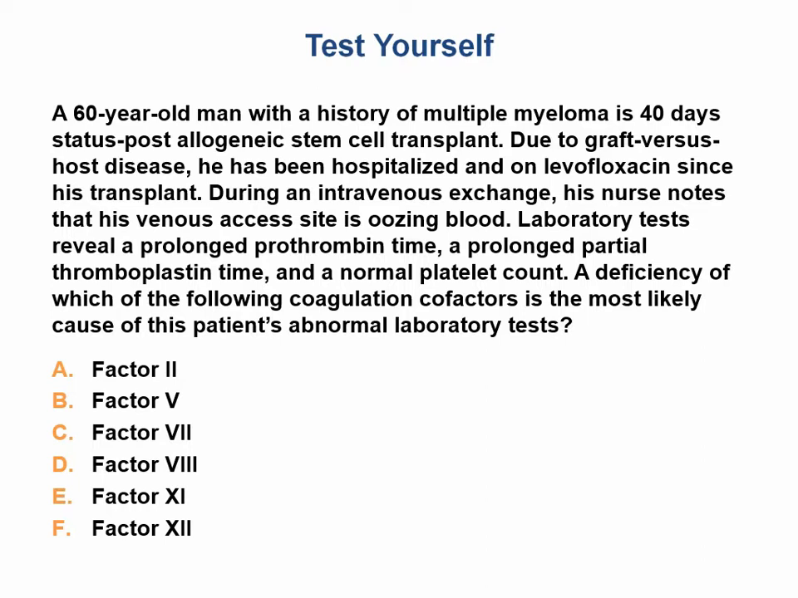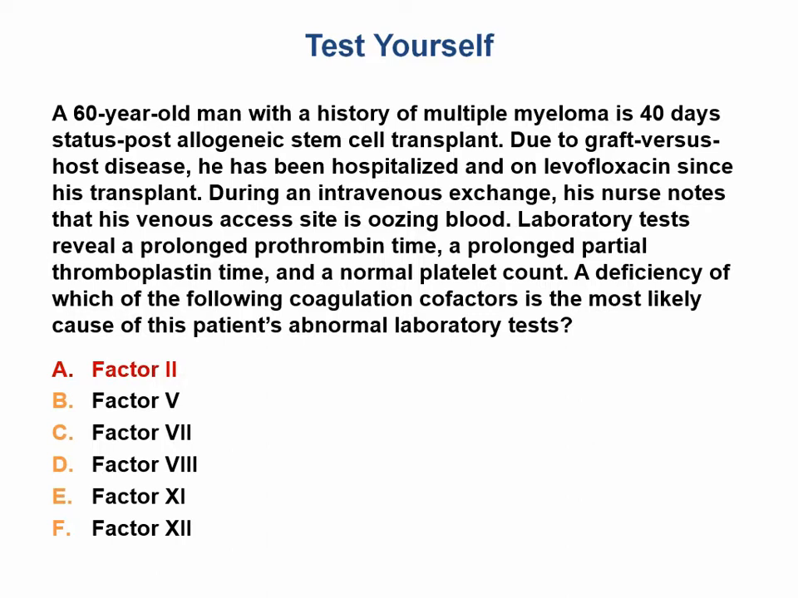A 60-year-old man with a history of multiple myeloma is 40 days status post allogeneic stem cell transplant. Due to graft versus host disease, he has been hospitalized and on levofloxacin since his transplant. During an intravenous exchange, his nurse notes that his venous access site is oozing blood. Laboratory tests reveal a prolonged prothrombin time, a prolonged partial thromboplastin time, and a normal platelet count. A deficiency of which of the following coagulation factors is the most likely cause of the patient's abnormal laboratory tests? Factor 2, Factor 5, Factor 7, Factor 8, Factor 11, or Factor 12?